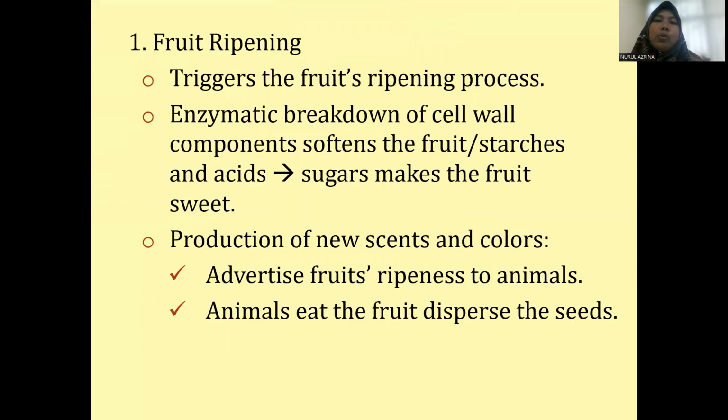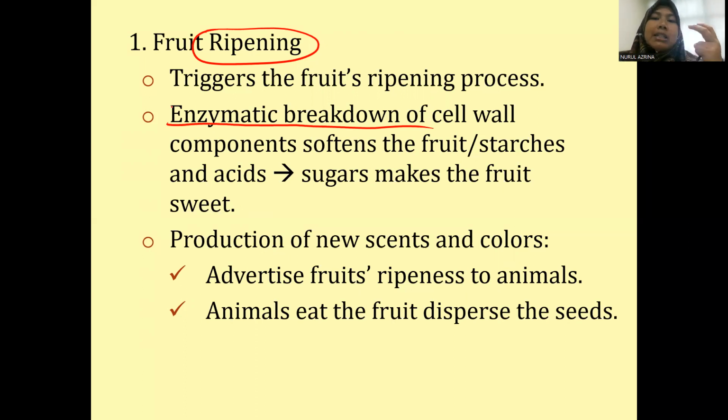Okay, so what are the main functions of ethylene? The main function of ethylene is promoting the ripening process, right? Menggalakkan buah cepat masak ataupun jadi ranum. How, right? Ethylene triggers the ripening process first by enzymatic breakdown of the cell wall. So what happens? The cell wall of the fruit will become softened.